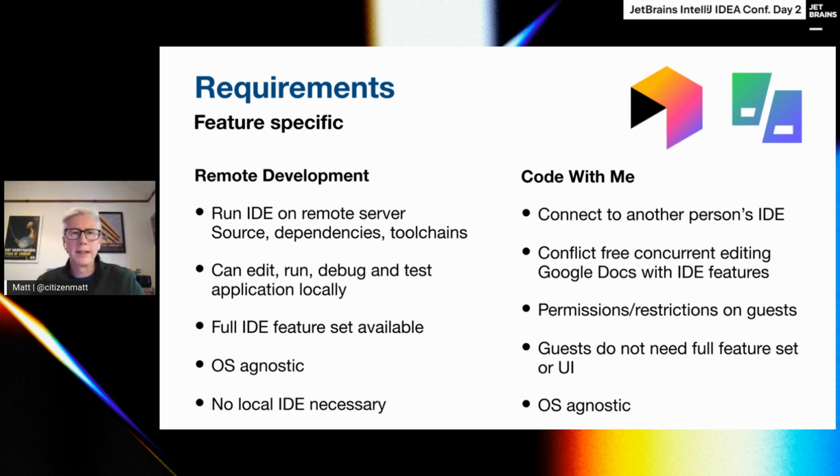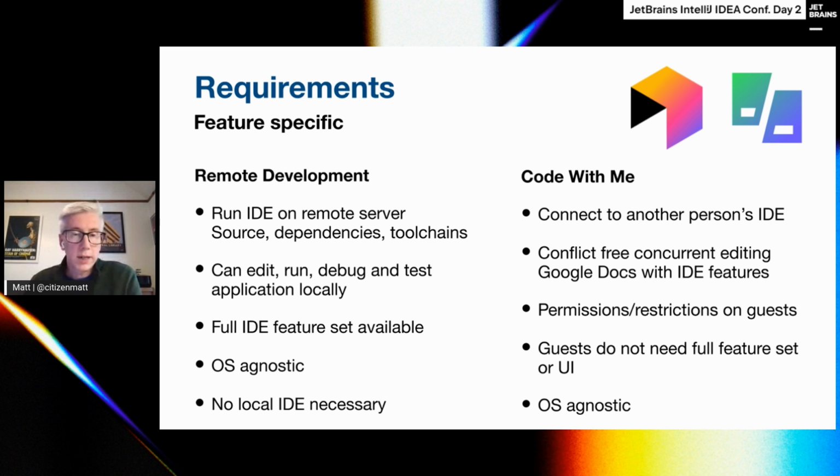So we should back up a little bit and see what some of our requirements are. And we've got some which are sort of feature specific here. So if we're talking about remote development, we want to be able to run the IDE on a remote server, and the source and the development dependencies and the tool chains all run there. We run and debug and compile and everything on the remote machine, but we want to be able to access all of that, including testing the application locally. So we need to be able to sort of split things somehow. We also want the full IDE feature set to be available. So we want to be able to use all of the IDE when we're doing things remotely.